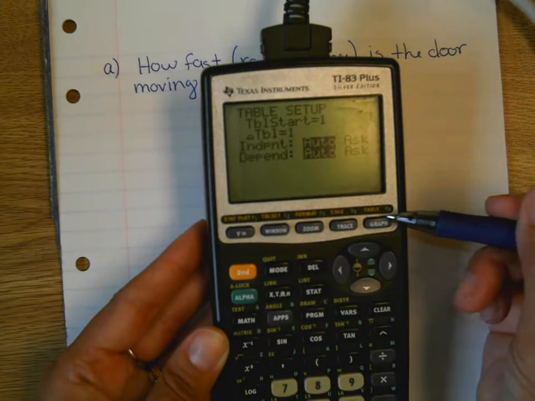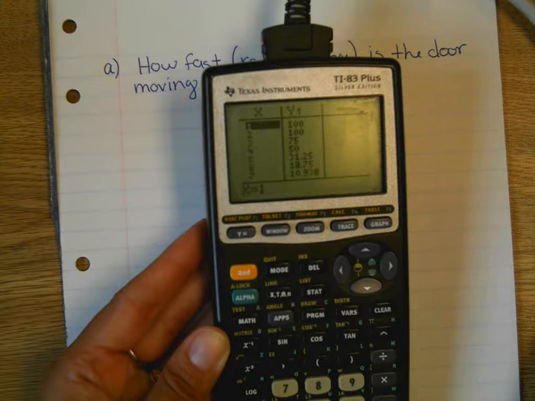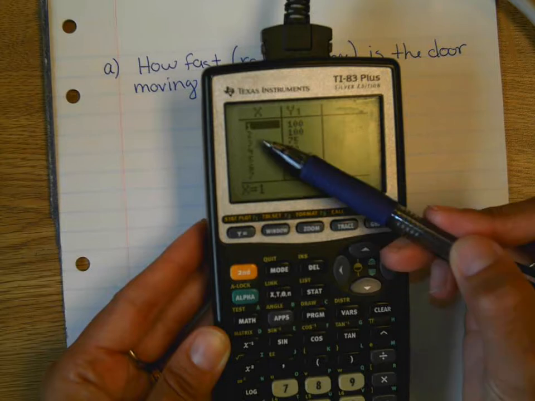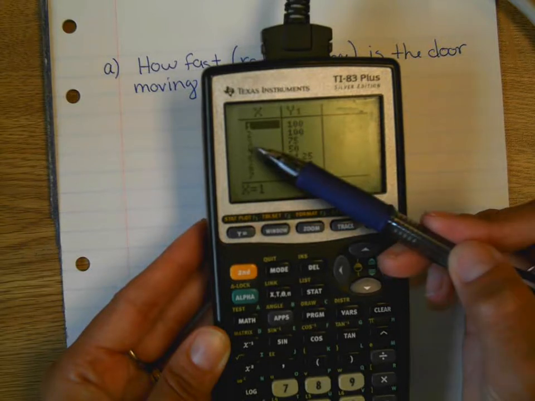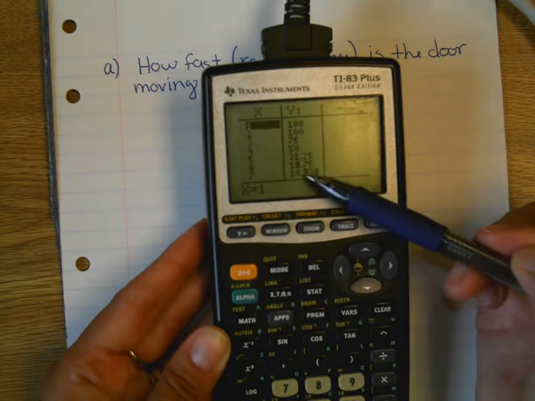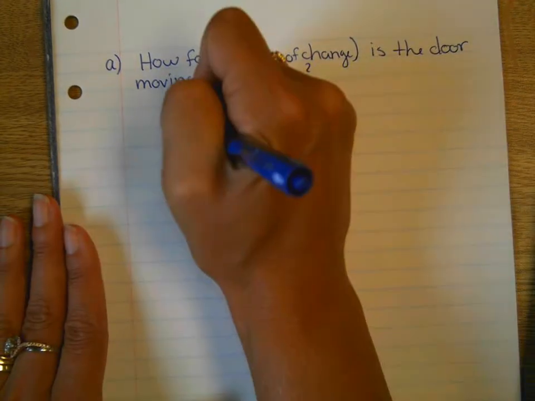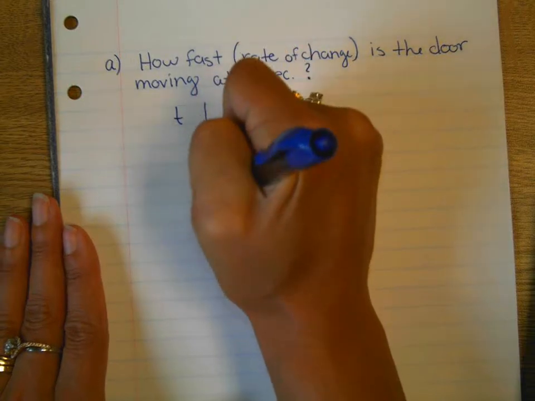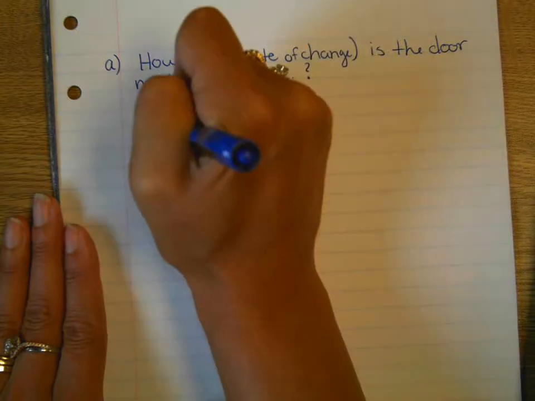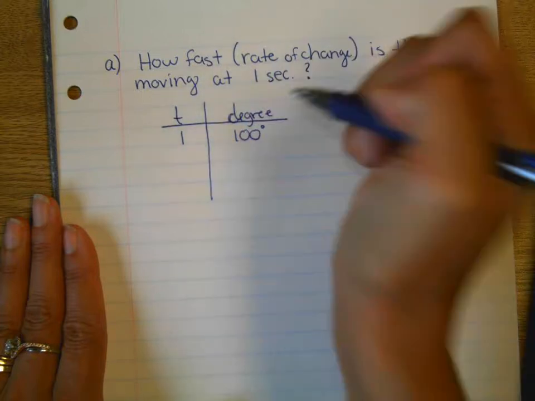So now to see the table, you go over here, right above the graph in yellow. So you got to hit the second. So at 1 second, the door's at 100-degree opening. At 2 seconds, the door's at 100-degree opening. At 3 seconds, it's at a 75-degree opening. At 4 seconds, it's at a 50-degree opening. You see it's closing here. So what I know right now, make a little table, time and degree. At 1 second, it's at 100 degrees.